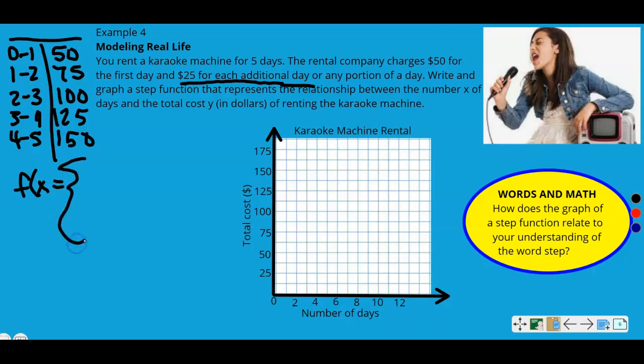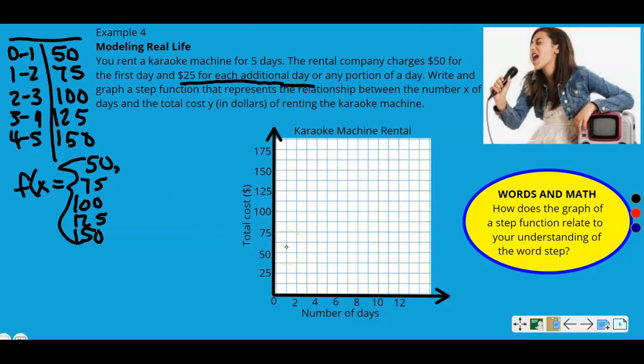equals, and we know that it's going to be these numbers here. The first day is $50, the next day, so on and so on. So we can go ahead and write our functions down. Because it's constant, there's no x, there's no slope, it's just a constant function. All right, and this represents 1, 2, 3, 4, 5 days. So it says we rent for 5 days.